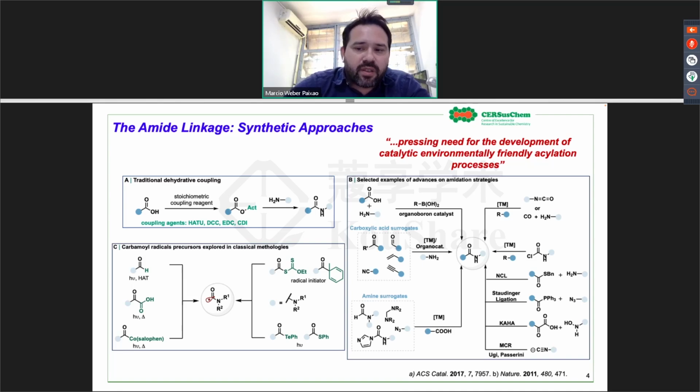Some fundamental advances include, for example, organoboron derivatives used as a Lewis acid to promote the activation of the carbonyl system. So, and others with organometallic and organocatalytic protocols.